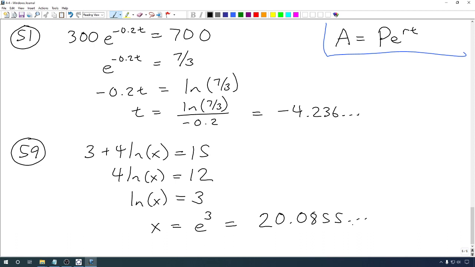So notice in pretty much all these cases, the thing you want to do is get a single logarithm or a single exponential equal to a number, so that we can use our defining property of the logarithm in order to swap from a logarithm to an exponential or vice versa.